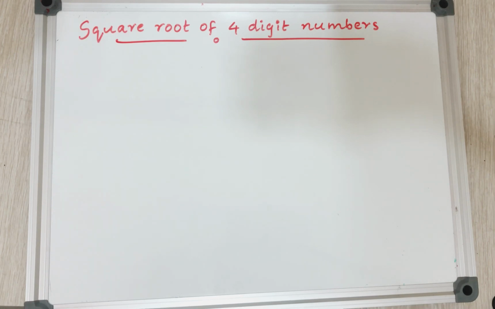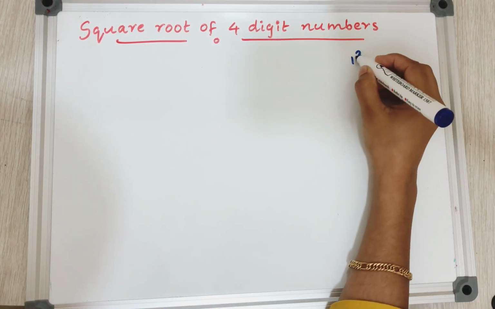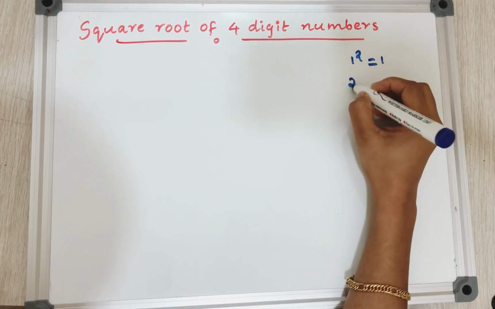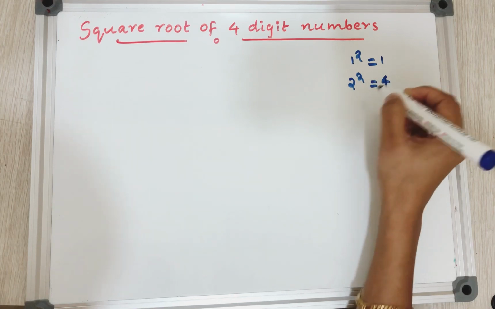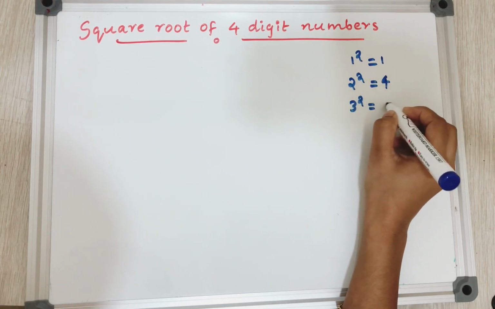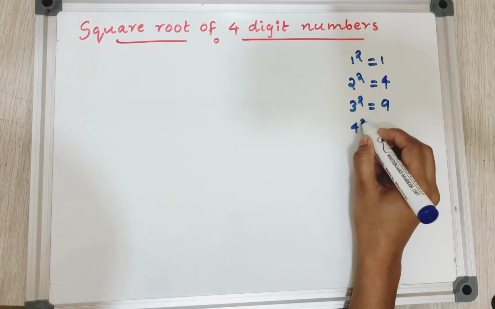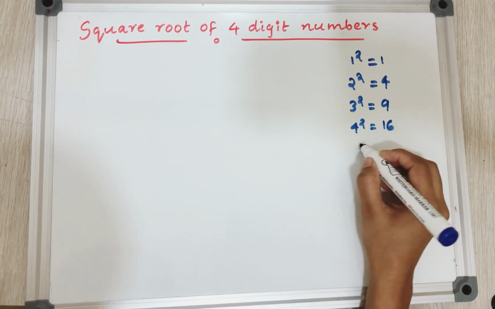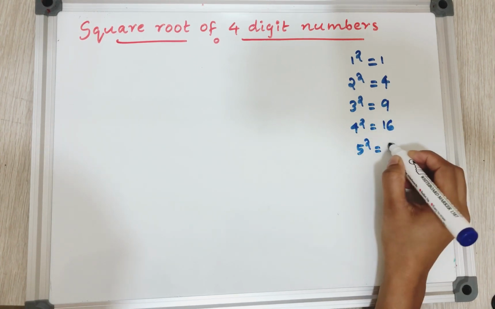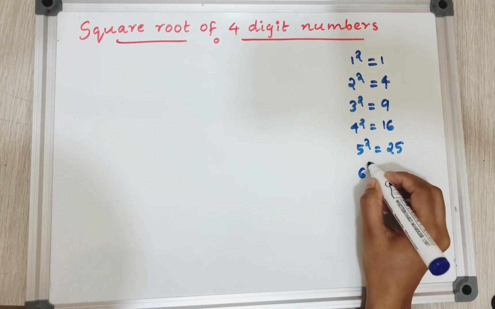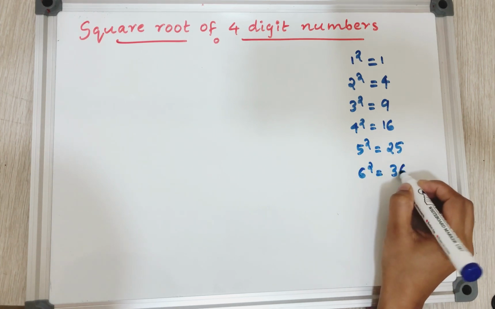Before going to the video, we can see the squares of numbers from 1 to 9. 1 square is equal to 1. 2 square is equal to 4. 3 square is equal to 9. 4 square is equal to 16. 5 square is equal to 25. 6 square is equal to 36.